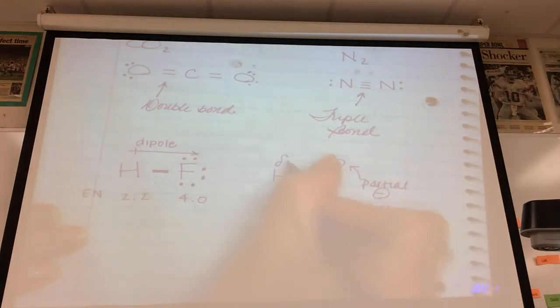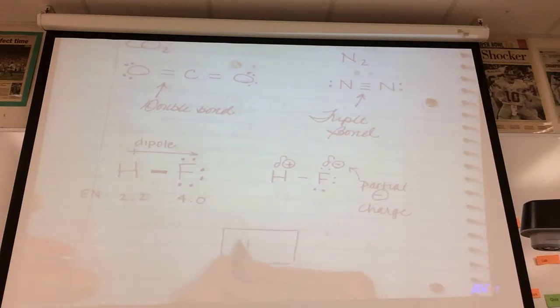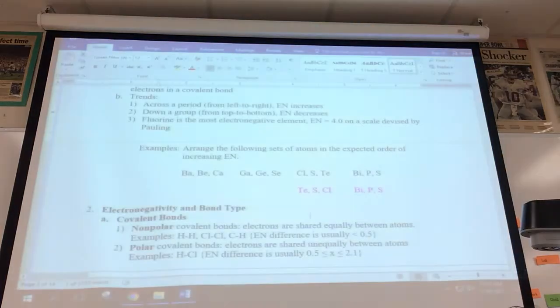And the less electronegative atom acquires a partial positive charge. It's not a transfer of electrons, it's an unequal sharing. And you should recall from our previous chapter that as you go across the periodic table, what happens to the electronegativity? It's going to increase, and down a group it will decrease. Okay? I don't really think we need to do these problems again. You've seen all of this before.